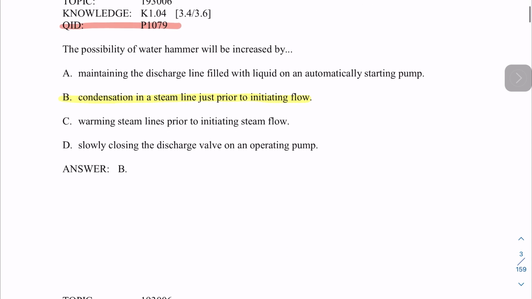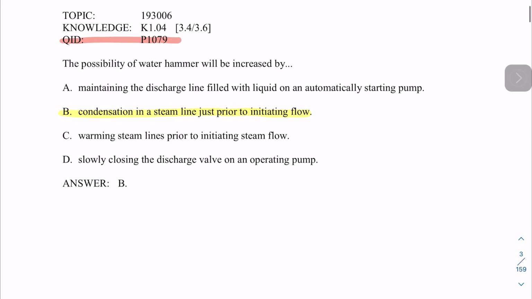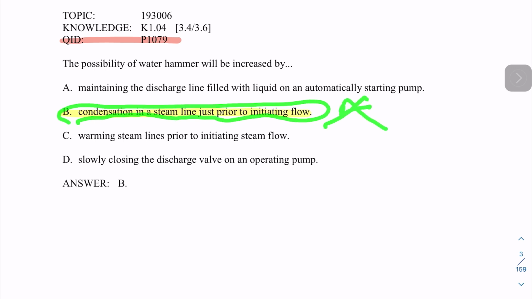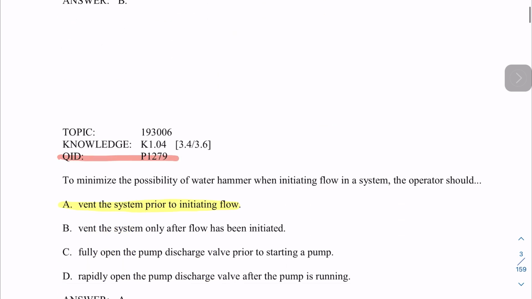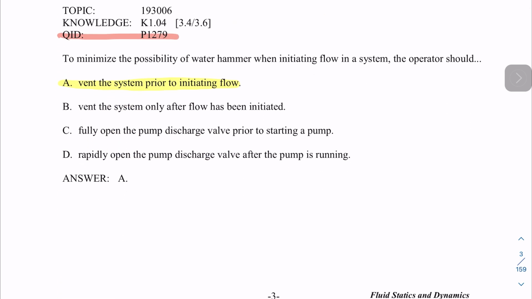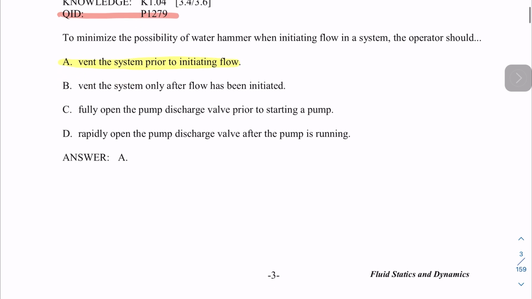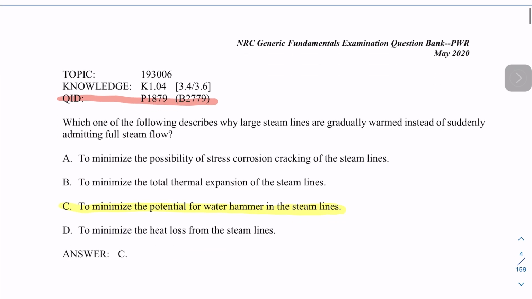This next one: the possibility of water hammer will increase by condensation in the steam line just prior to initiating the flow, because we should not have condensate in the steam line, right? So we know what we cannot have. Okay, so now, to minimize the possibility of water hammer when initiating flow in a system, the operator should vent the system prior to initiating flow, right? So that's what the operator needs to do.